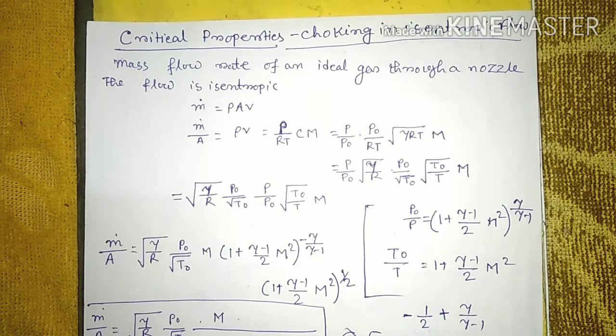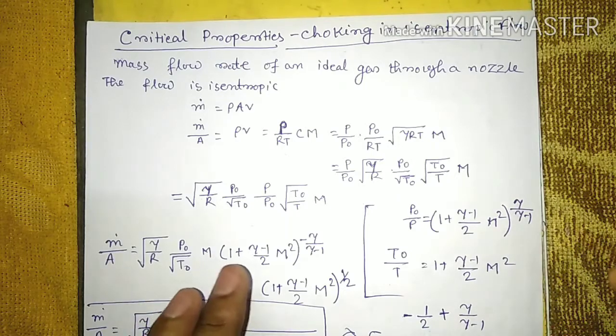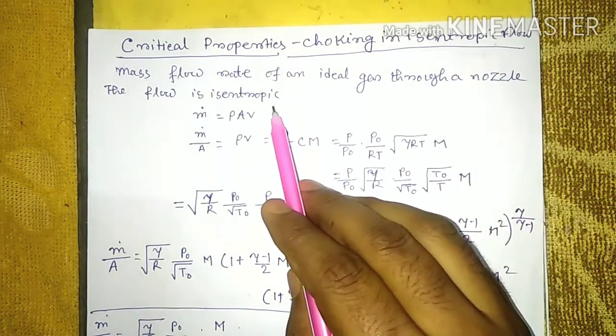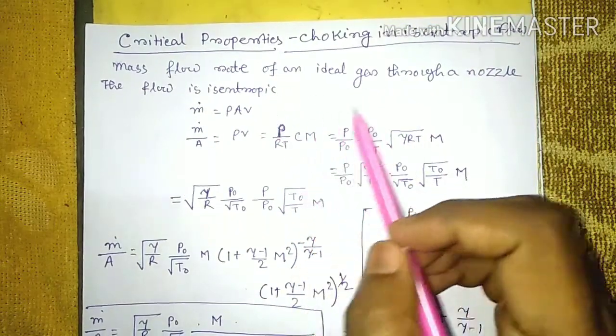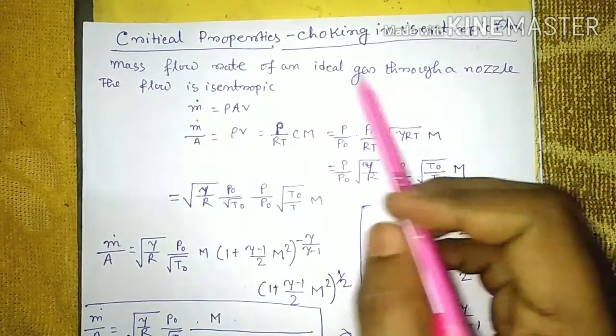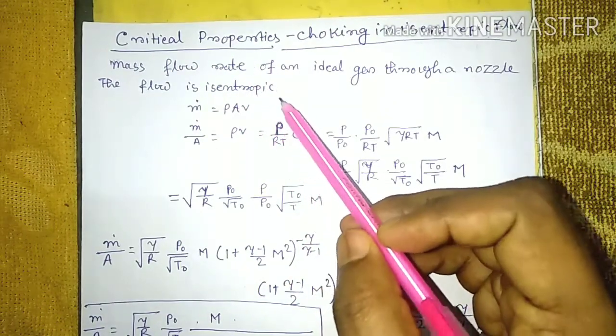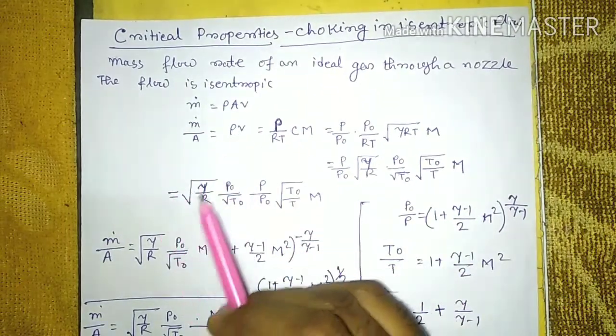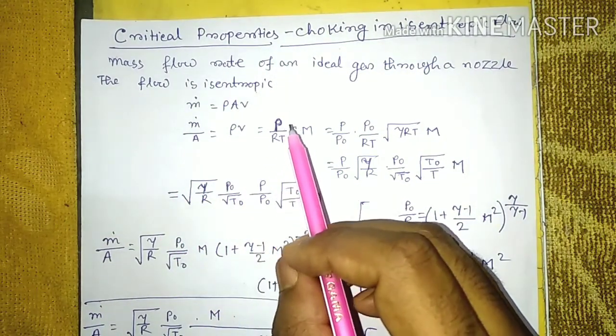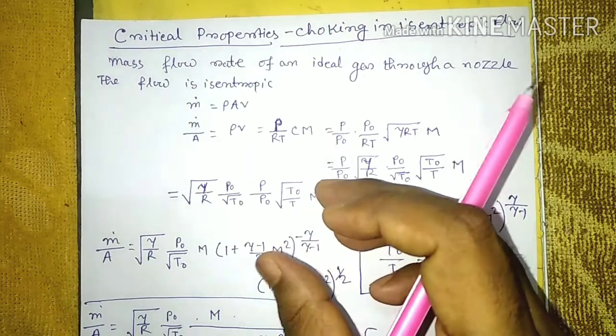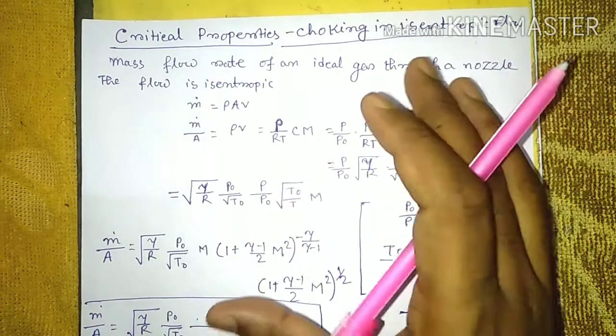Now we will discuss the critical properties of choking in an isentropic flow. As you know, we consider the mass flow rate of an ideal gas through a nozzle, where the flow is isentropic. If a gas or fluid flows within a particular channel by an isentropic process, that flow is called isentropic flow.